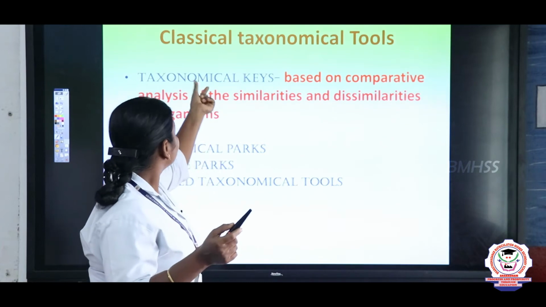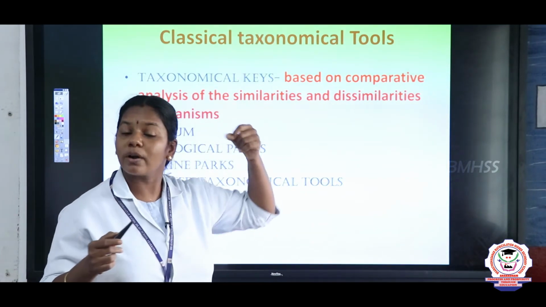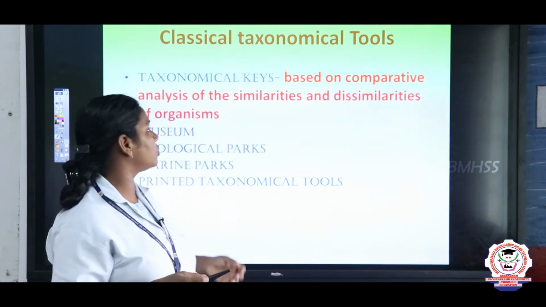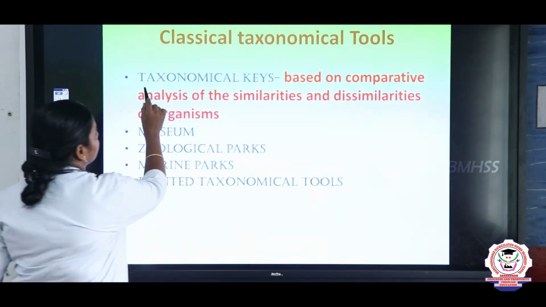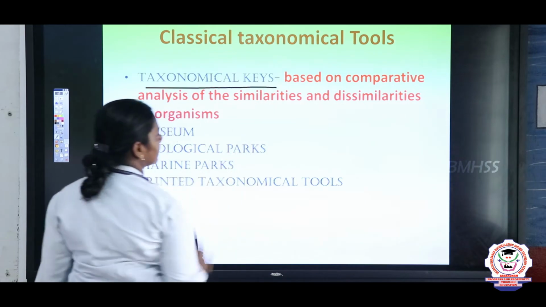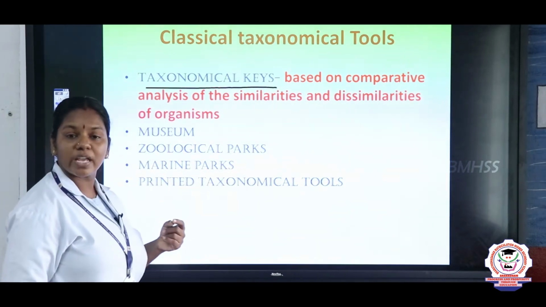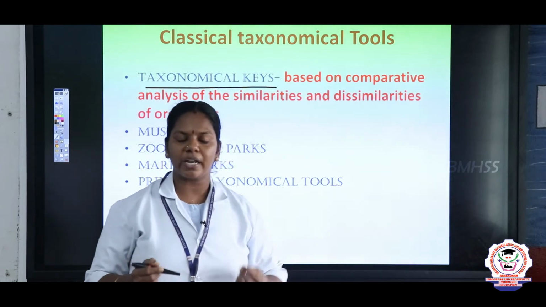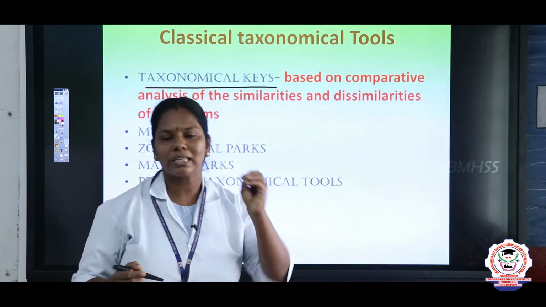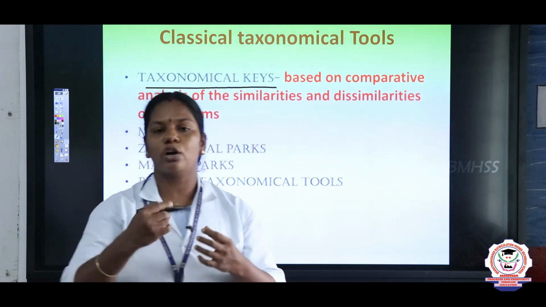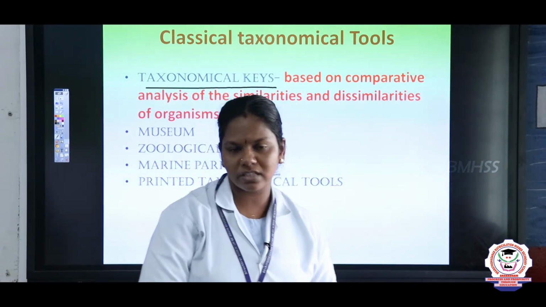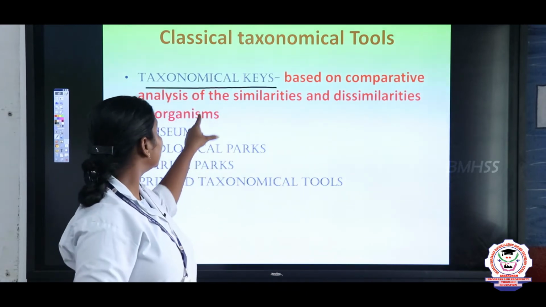The tools which we use from the ancient times are called classical taxonomical tools, and the first one is taxonomical keys, right? Taxonomical keys are based on similarities and dissimilarities. If you are finding an organism, you should know the similarity by which it belongs to some species and how it is different from other organisms. So, taxonomical keys.